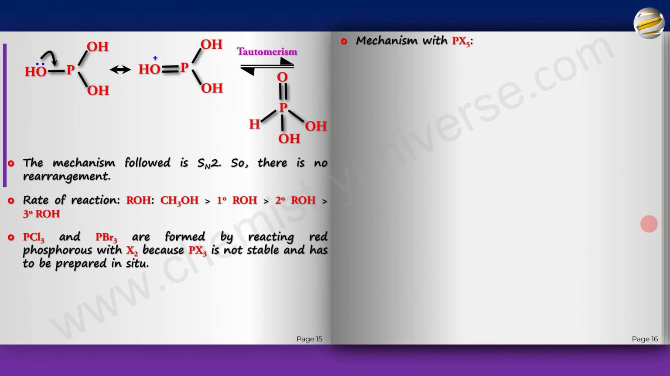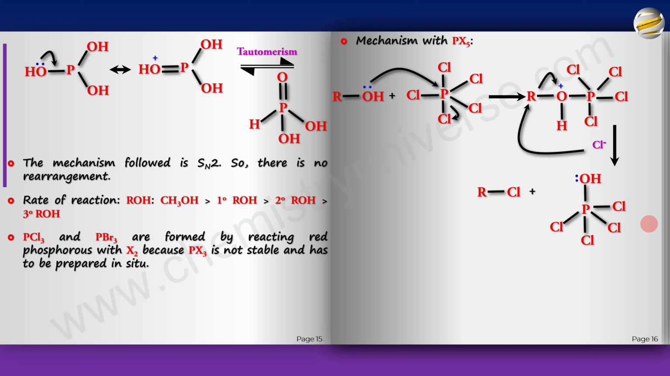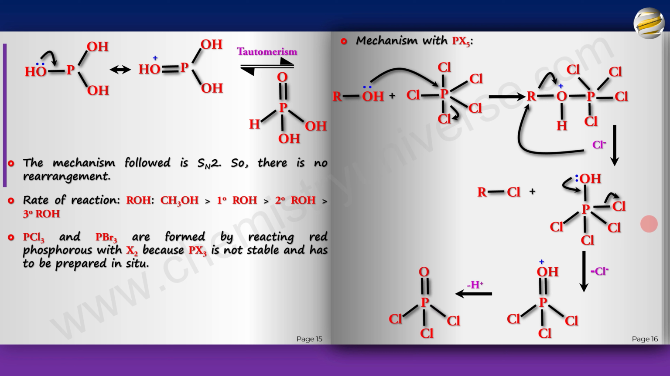Now comes the mechanism with PX5. Now this is pretty interesting. You have PCl5 reacting with alcohol. The O will attack the P and the Cl will leave, and you will get something like this. Now the Cl minus will take revenge on R, attack R, and this will break, and you will get RCl and you will get an OH instead of a Cl. Now what happens is that this lone pair comes and attacks the P and the Cl leaves like a nucleophilic substitution, and you will get double bond O-H plus, and the Cl minus will now take the H plus and form HCl and POCl3.